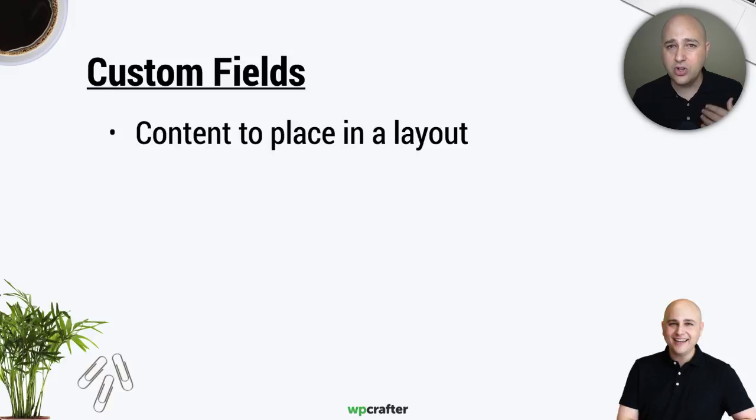Typically, when you go to create, let's just say, a blog post, you have a title, and that's a separate piece of content that you can place where you want. You have the main content area, and that's a separate bit of content that you can put where you want it. And you might also have a post excerpt, and you can place that where you want it. These are just different bits of information that you can place wherever you want and have them be separate. That's all a custom field is. It's not really that complicated.